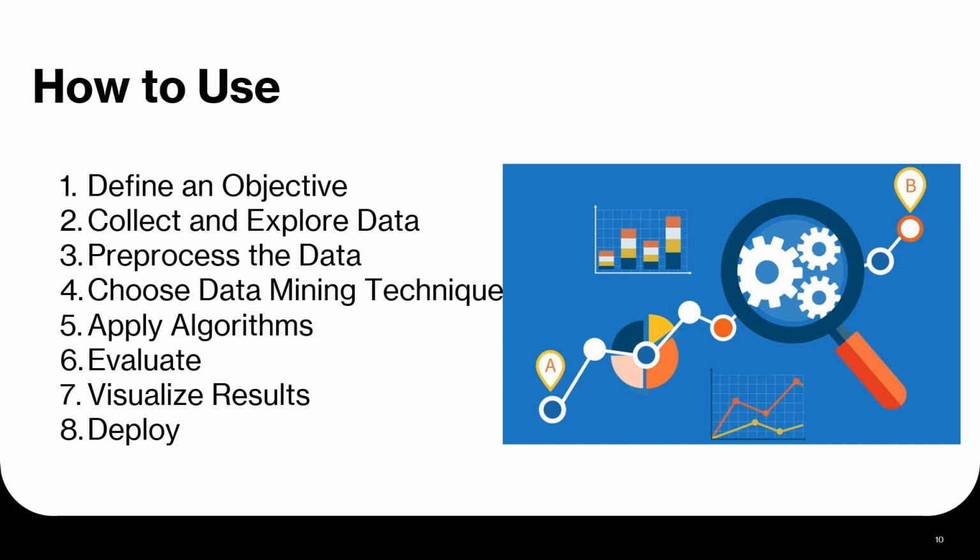Step 6. Evaluate. After applying the algorithm, it is time to evaluate the results or its performance. This will ensure your model is reliable and still aligns with your objective. You can also test and evaluate multiple algorithms to find the best fit. Step 7. Visualize results. Creating a visualization can help your findings be understandable and communicated effectively. The most common visualizations used are charts and graphs.